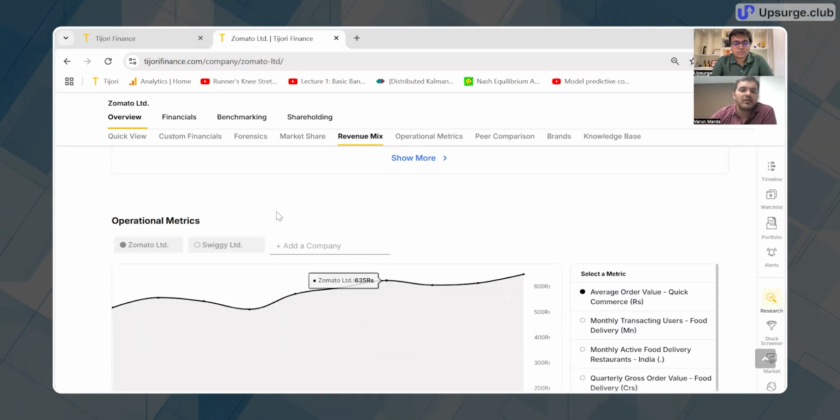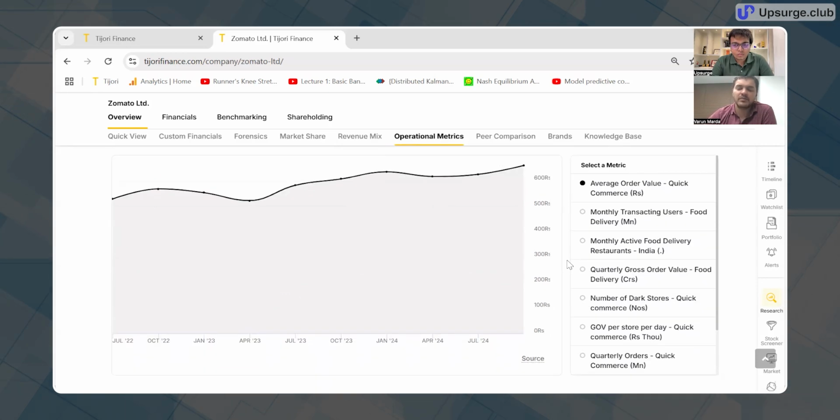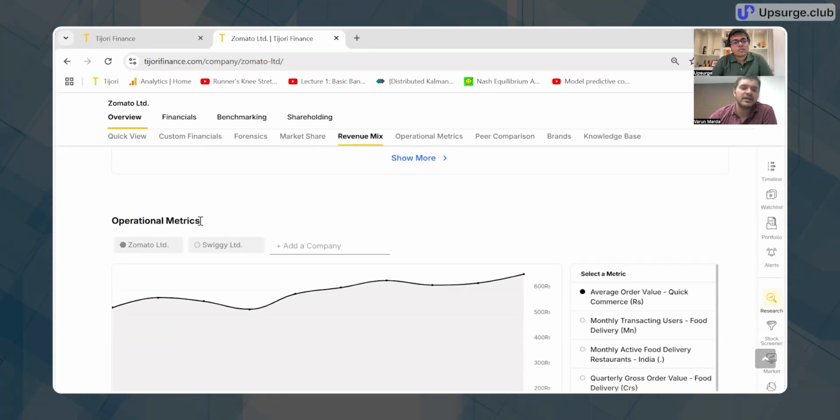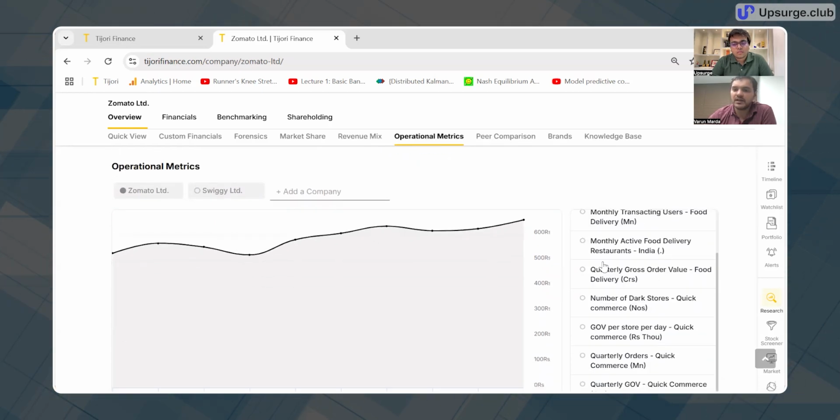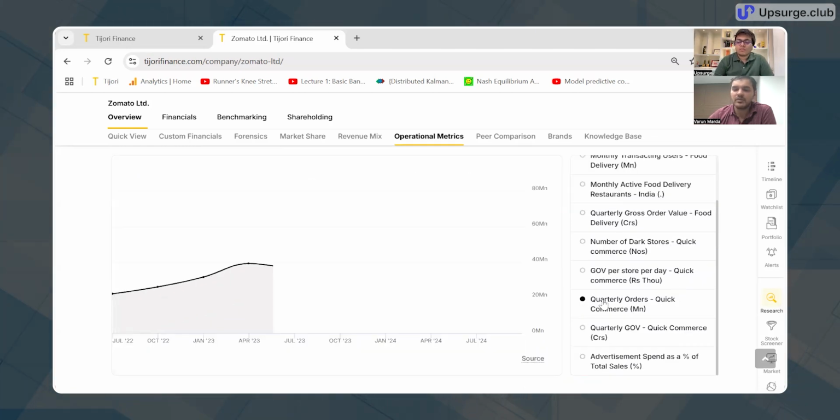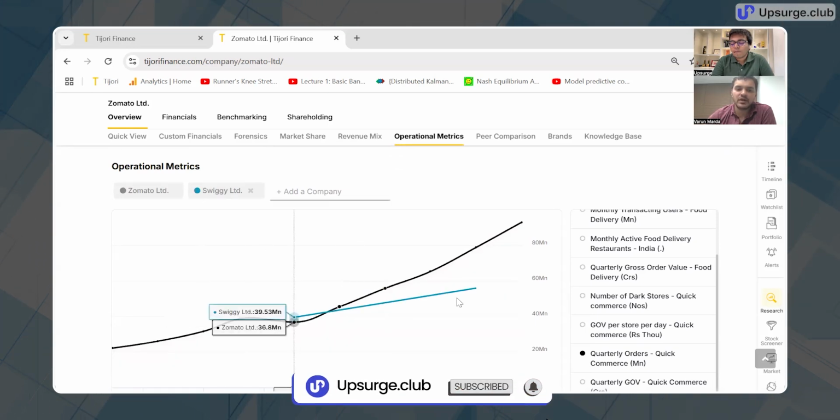Another thing that you'll care about if you were to invest in Zomato is how many food orders Zomato is doing a month, how many orders Blinkit is doing a month, what the average order value is, stuff like that. We have all that under this section called operational metrics, again on the company page. I want to check how many quarterly orders in quick commerce there are in Zomato, and compare that to Swiggy. And you can just do that in a click of a button.